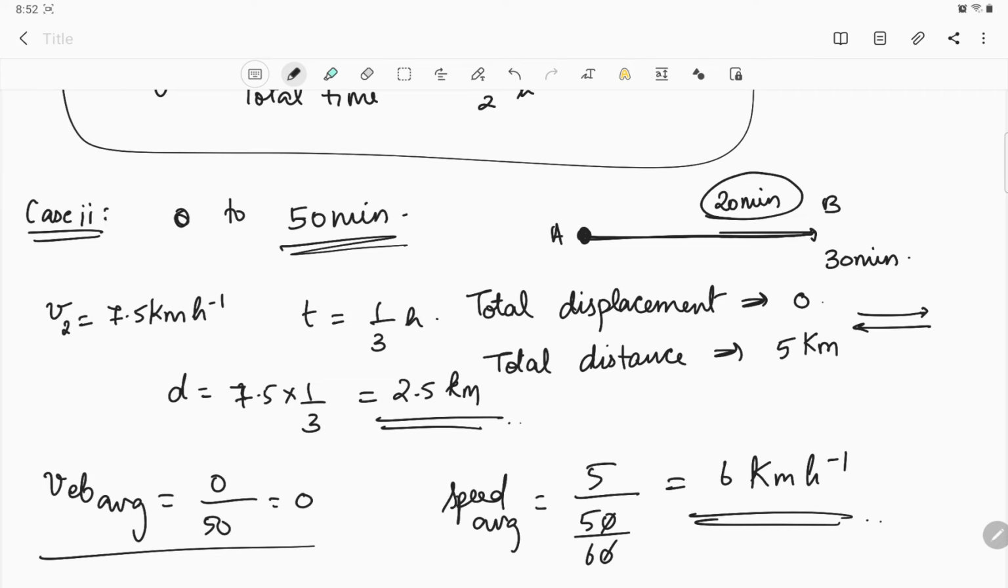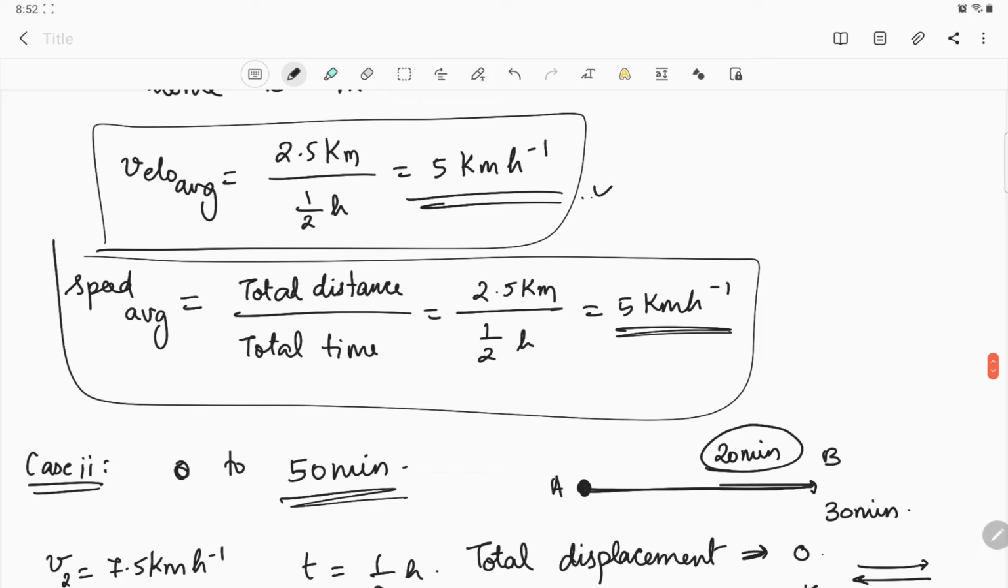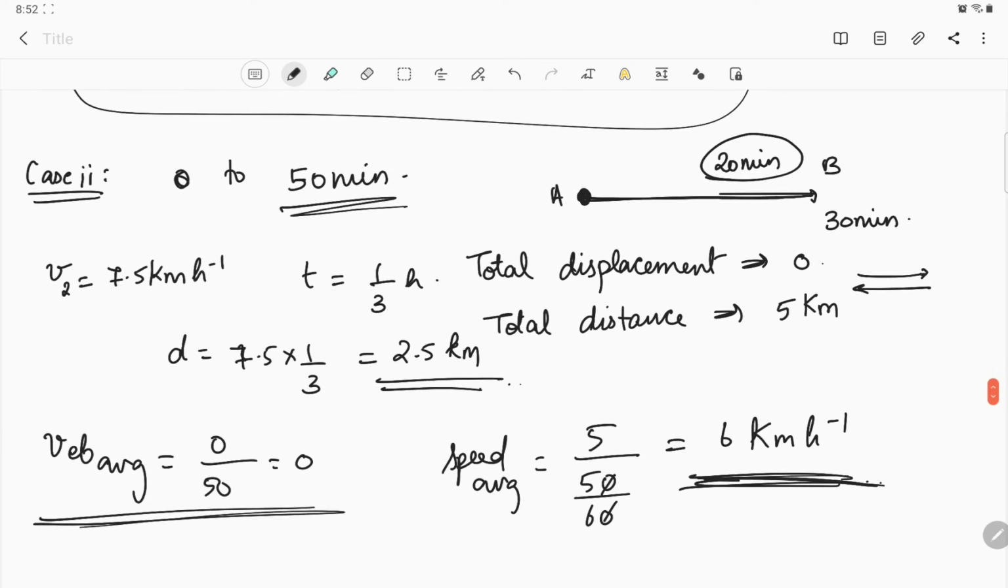So clearly you can see they are not equal. Okay, and average speed is greater than the average velocity. So always this is the idea. Average speed can never be less than the magnitude of velocity. It has to be greater than, or at the max it can be equal. So where it was equal, like in the previous case we saw that they both were equal. But now they are different.